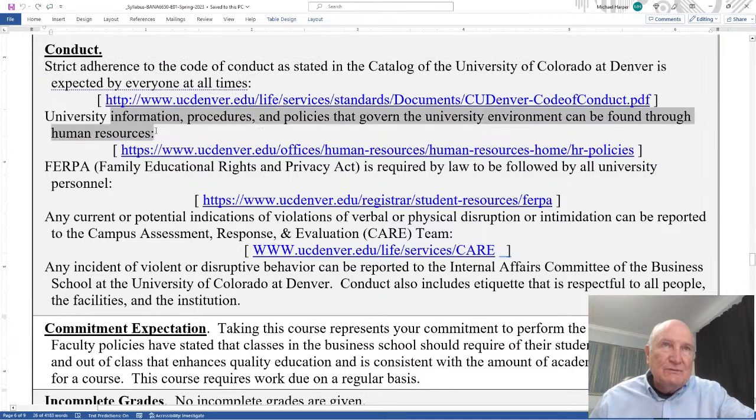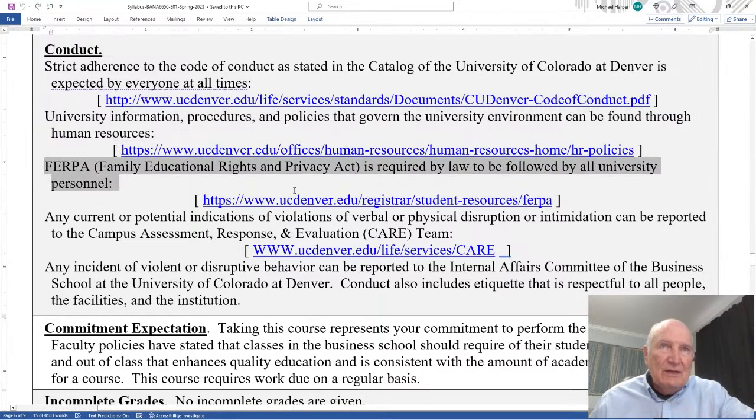University information procedures and policies that govern the university environment can be found through human resources. This is human resources interaction between students and the faculty and everything. So these are human resource policies. Again, make sure you're aware of those policies.